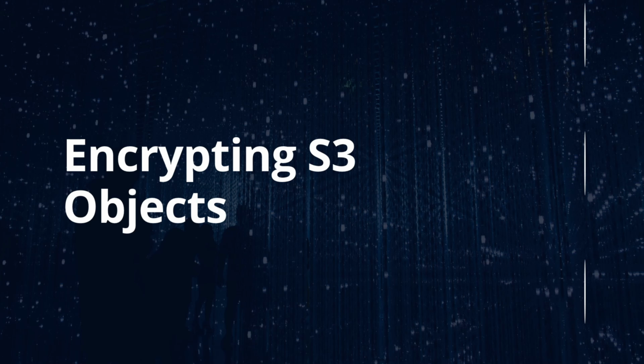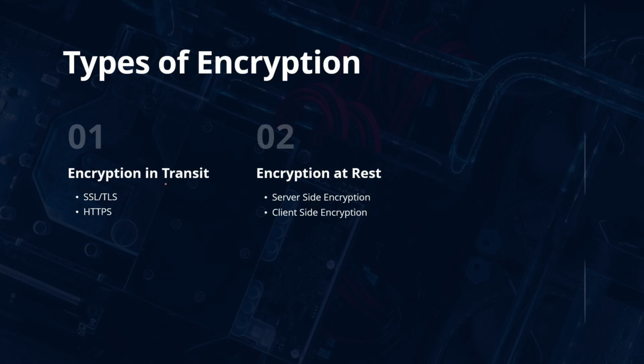Today's video, we're going to be talking about encrypting S3 objects. So let's dive right into this video. So we have basically two types of encryption. Now, this again is not related just to AWS, but in general, in computer science or in security, we have two types of encryption. One is called encryption in transit, and the second is encryption at rest.